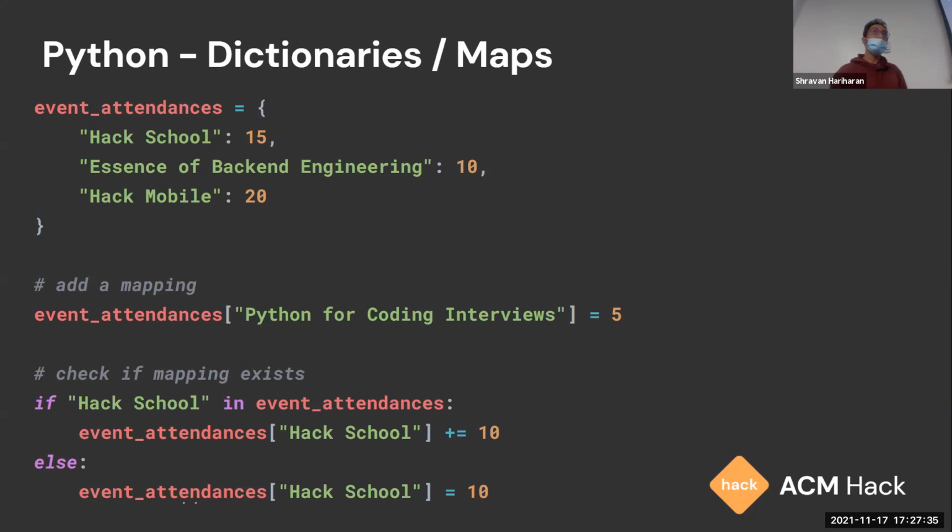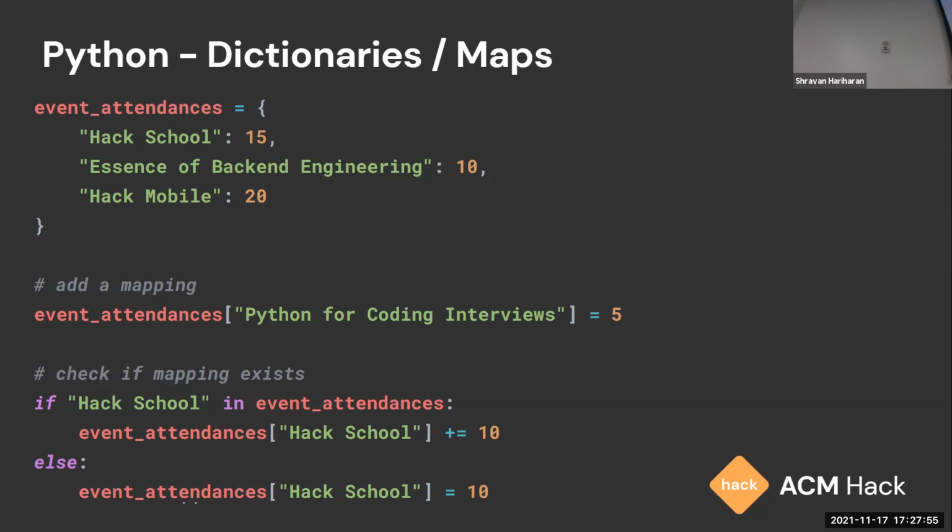Cool. Last couple slides for the overview. Here are dictionaries and maps. This is going to be your hash map in Java. Whoever knows what a hash map is, that's what it is. It's basically just a mapping of keys to values. Like the example earlier, we have hack school to 15, a string to int mapping.